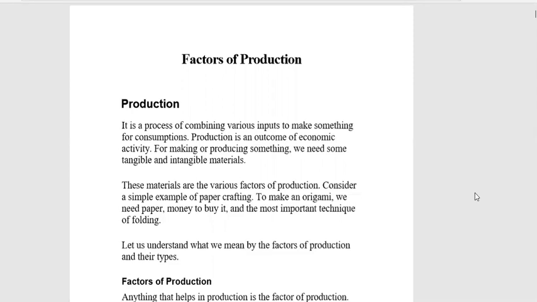The factors of production. Here, first let me brief you what is production. It's an economic activity. Whenever we produce something, manufacture something, we need certain factors which will help us to make the production in a proper way. What are those factors? That's the main discussion.